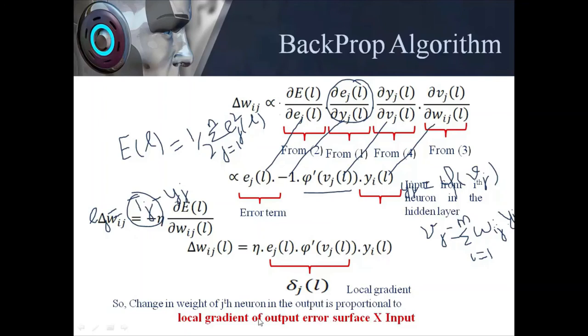So I can say that the change in weight is equal to the learning rate eta into the gradient into the input which is applied to the jth unit. This is what we get as the output of backpropagation, that is, how the weights change in case of the output connections between the output and the hidden layer units.